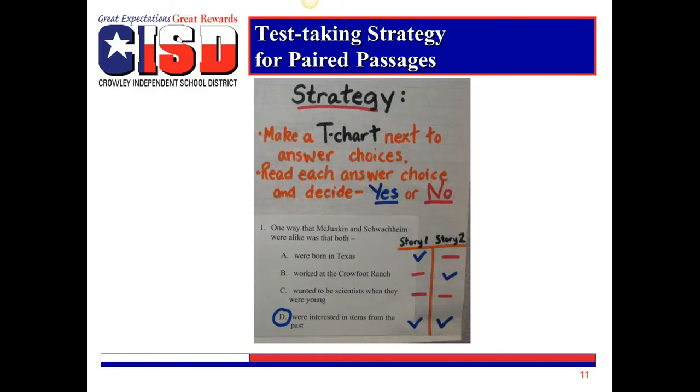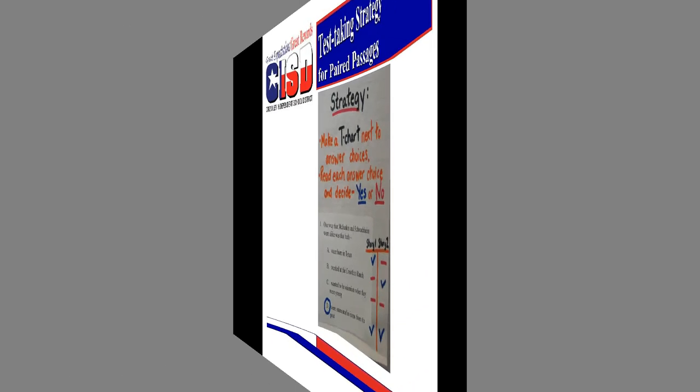Lastly, I want to share a simple test-taking strategy that students can use when they are answering questions to paired passages. This strategy facilitates the need for students to go back into the text to provide the text evidence. If students use this strategy effectively, along with active reading strategies, we hope to see improvements in our Figure 19F standards as well as the others.